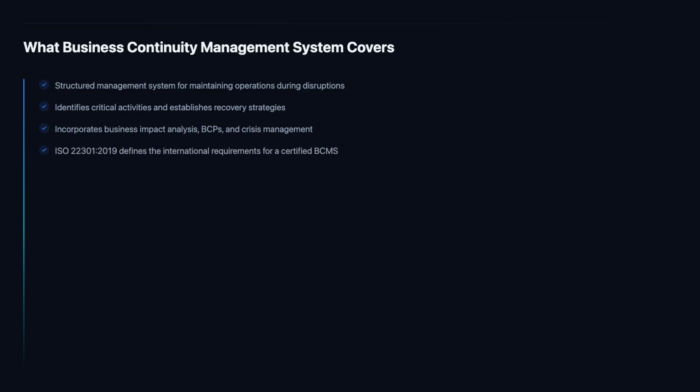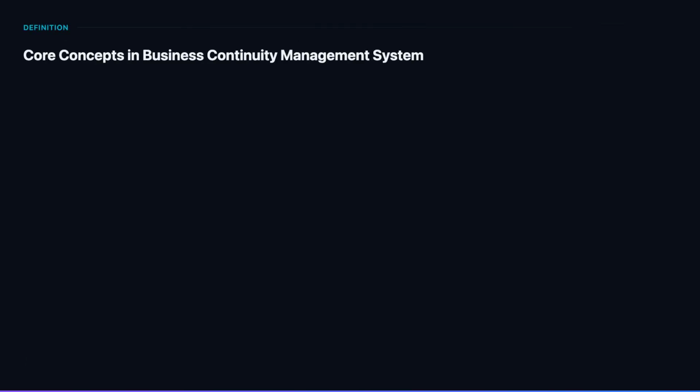ISO 22301:2019 is the international standard that defines what a BCMS must include to achieve certification, providing the globally recognized framework for building and demonstrating organizational resilience. Every organization that depends on critical activities, systems, or supply chains needs a BCMS, because disruption does not discriminate by size, sector, or geography. Four foundational terms underpin business continuity management system implementation.